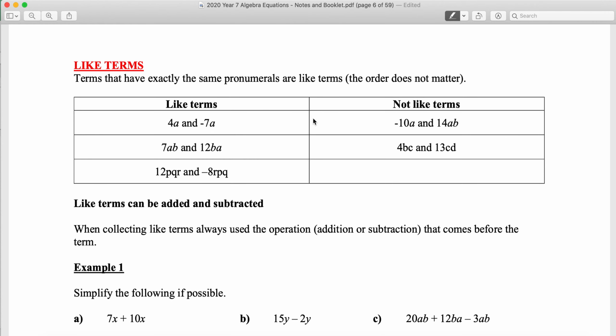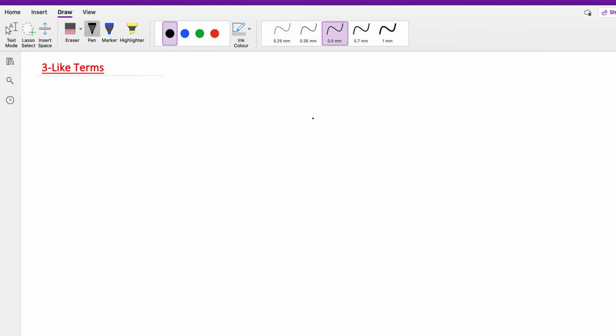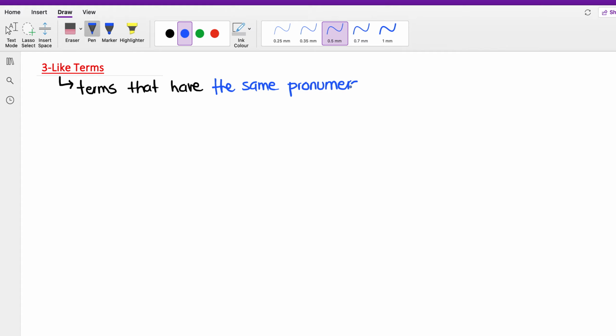Good. Okay. So like terms. What are like terms? So terms that have exactly the same pronumerals. So this is so important that I'm going to write it again. What are like terms? Like terms, these are terms that have the same pronumerals, and I'm going to write this in blue. Okay, this is very, very, very important. So I'm going to write some examples here.